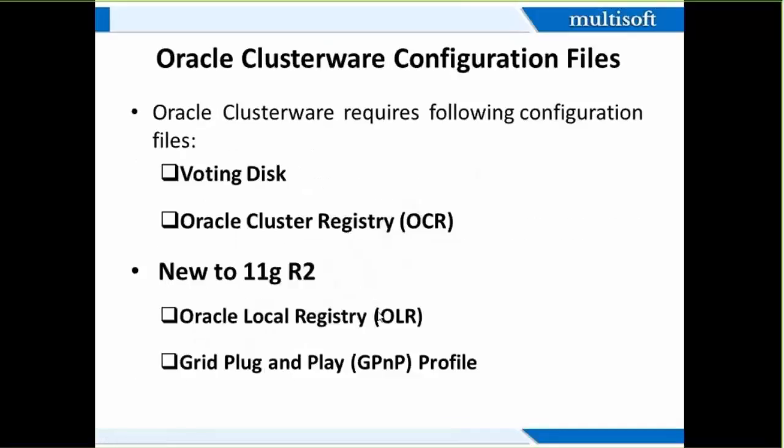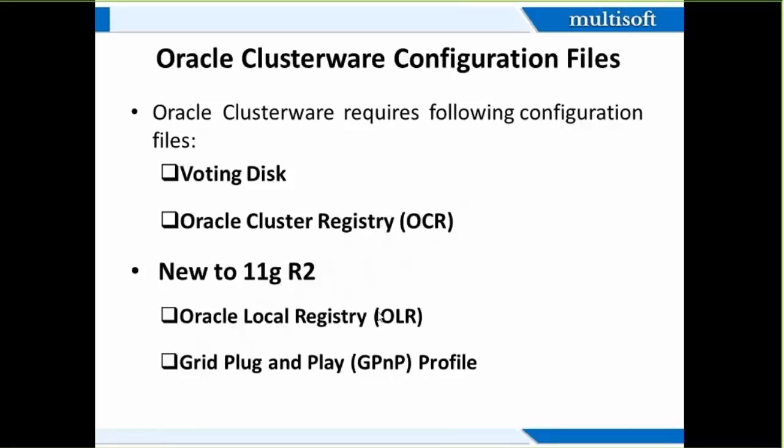Okay. The next thing is clusterware configuration files. As I have told, the prime responsibility of clusterware is to maintain the registry of all the resources. The second thing is to see which node is available in the cluster, to check the aliveness of that particular node. So how does the clusterware do that?